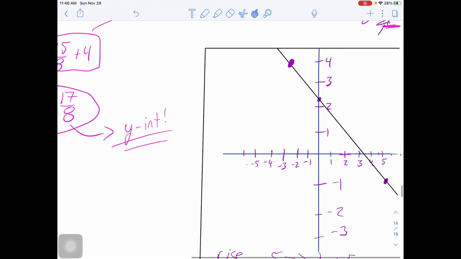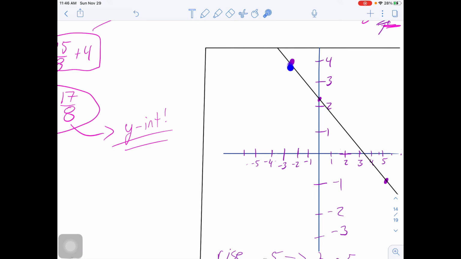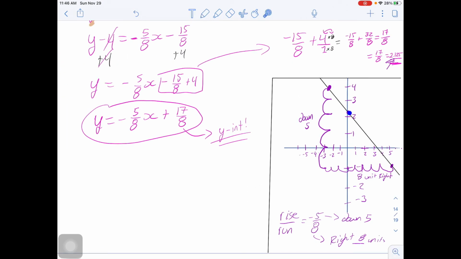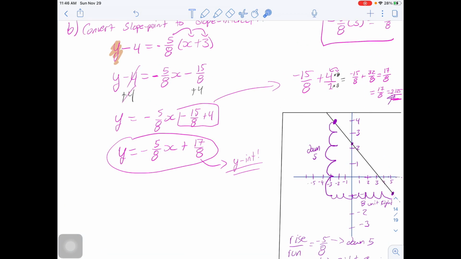So we start off at 4 and we need to get to negative 1. So we're going to go down 5. So 1, 2, 3, 4, 5. So this is down 5. And then we need to go right 8 units. So 1, 2, 3, 4, 5, 6, 7, 8. And it looks like we've done everything correctly. Goes through our y-intercept, which we found in our slope-intercept form. It went through our 2 points that we have on our graph. So our equation works really well.